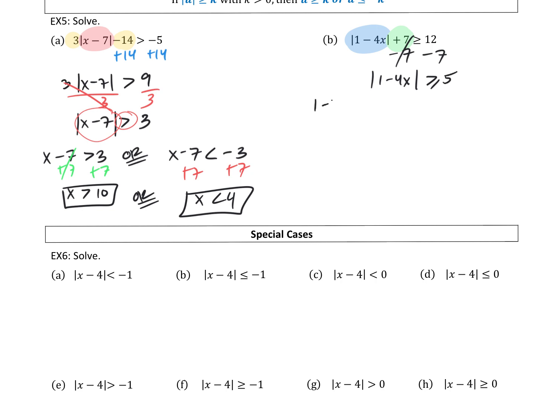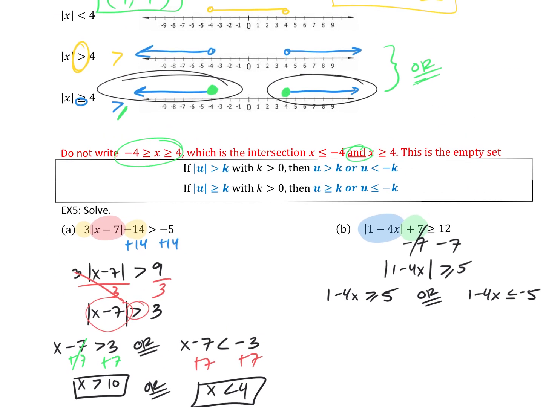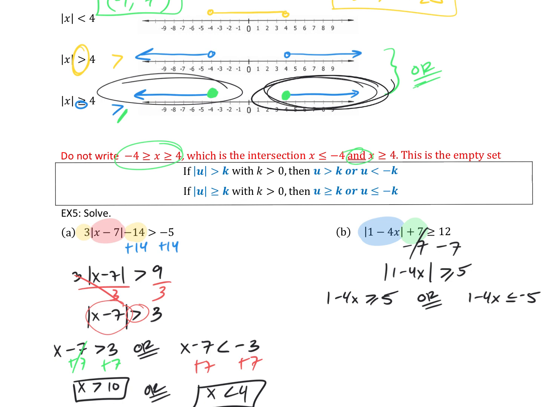So we're going to first write down the inside value. It should be greater than the 5. Or again, copy paste down the inside value. It's going to be less than or equal to the opposite of that value. Again, basing it off of our graph, it's either greater than the positive or less than the negative.